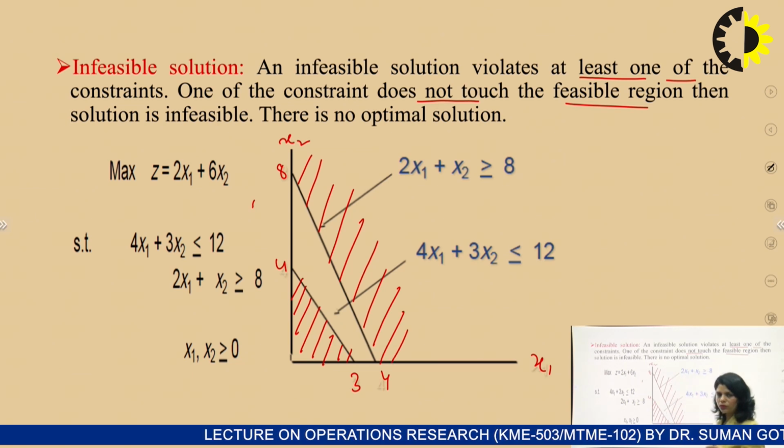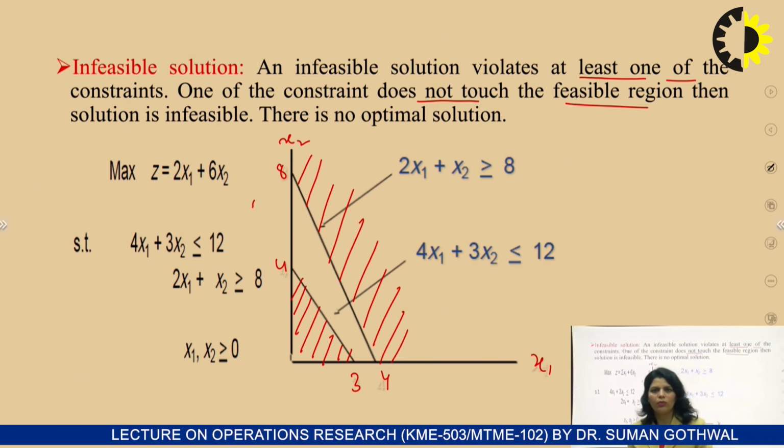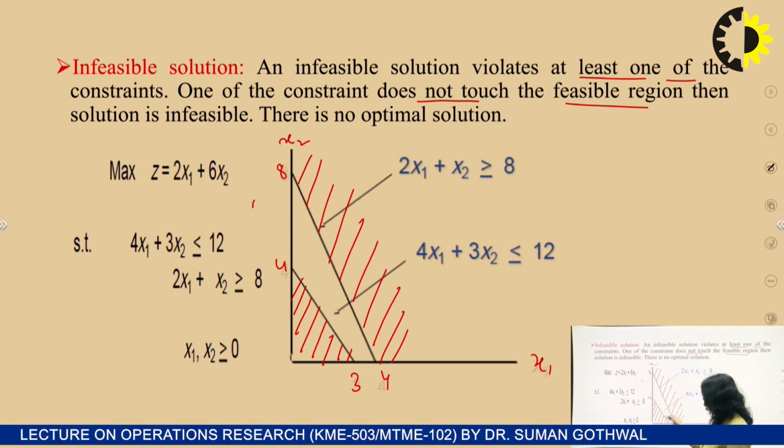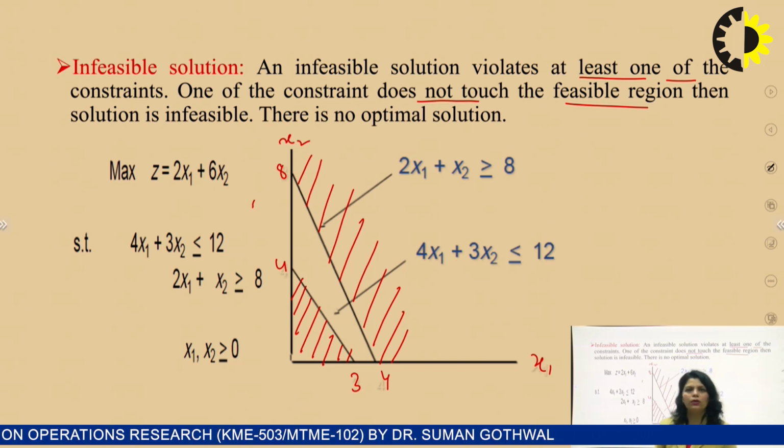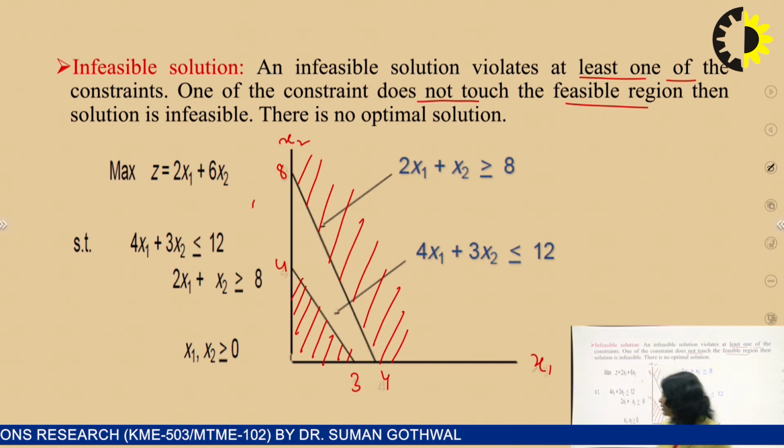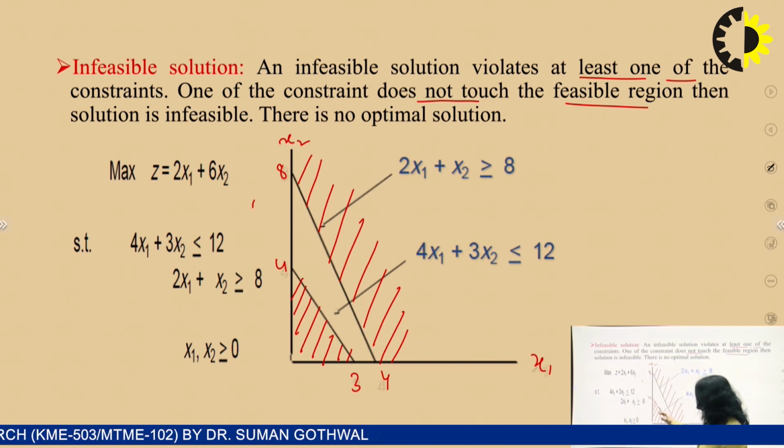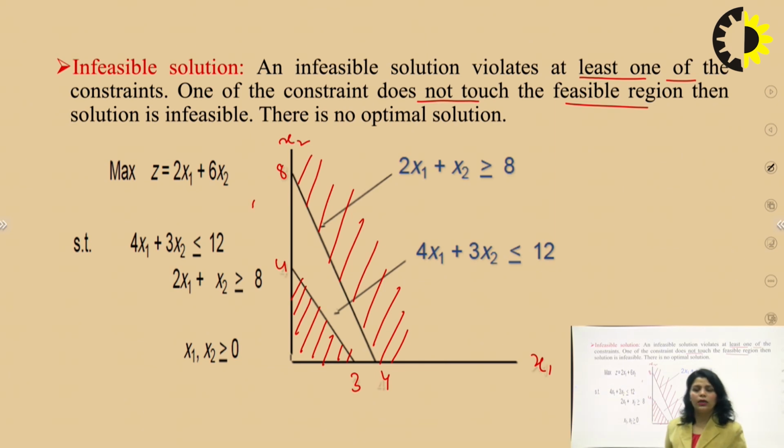Now we find out the common feasible region, but we can see here that the constraints are not touching each other. In one constraint we have shaded below the line and in the other constraint we have shaded above the line, which means there is no common feasible region. So here we will not get any solution. Clear? So this is the example of the infeasible solution.